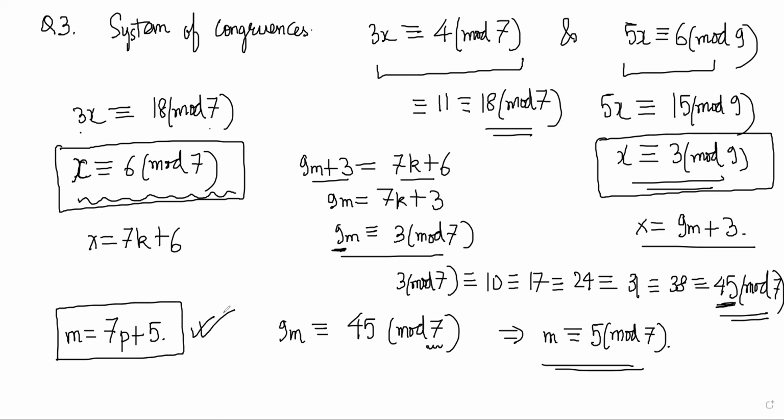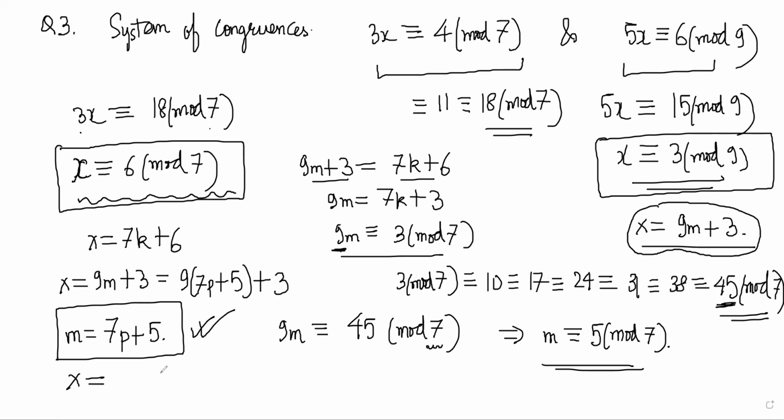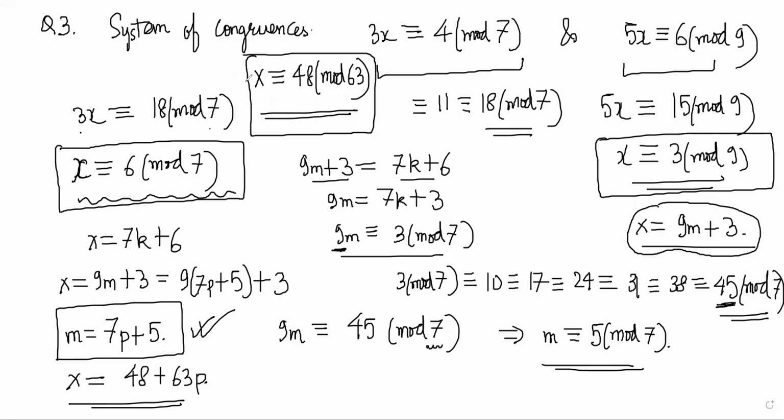And if we know the value of m, now we can say what x was, because if you recall, x was 9m plus 3, right? So if x was 9m plus 3 and m is 7p plus 5, so 9 times (7p plus 5) plus 3, right? So x is becoming 45 plus 3, 48, plus 63p. So finally we have a solution. X is congruent to 48 mod 63. So that is how you solve a system of simultaneous congruences. Notice that your answer is modulo n1 times n2, if n1 and n2 were the moduli of the initial congruences, right?